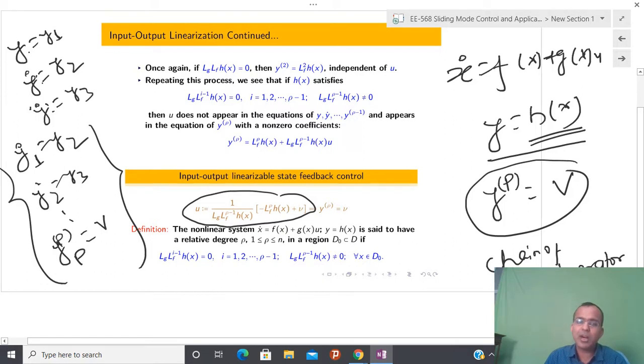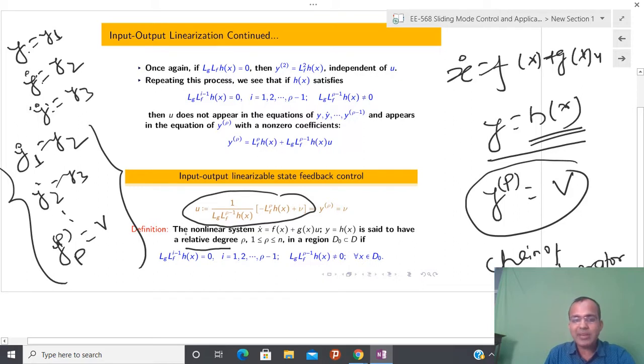Anyone has confusion till now? Then please ask me. Now you can see that I have one more important definition, that is called relative degree. What relative degree is telling is that you can take your output and differentiate that output and try to see at what derivative control is going to explicitly appear. That is the relative degree of that system.